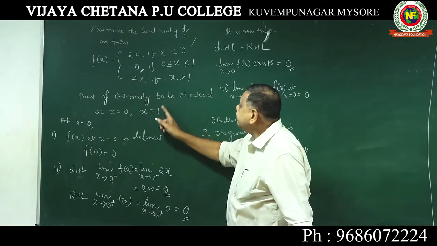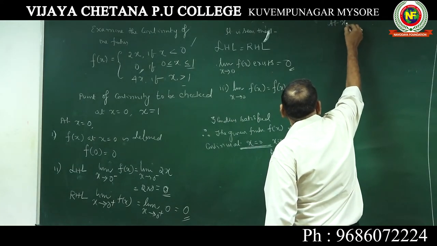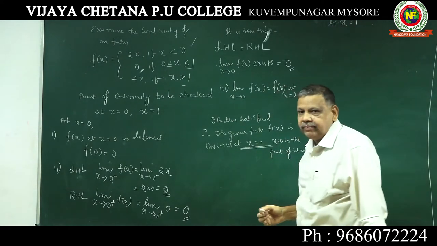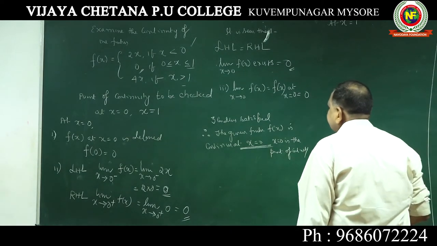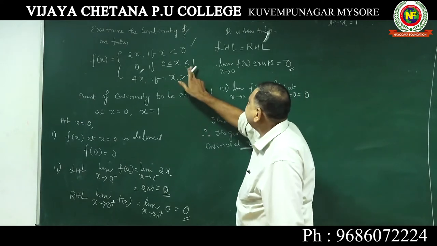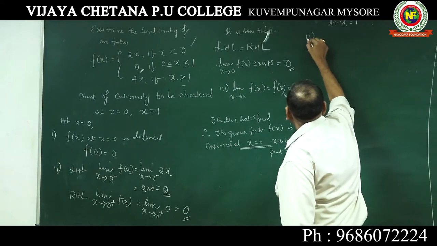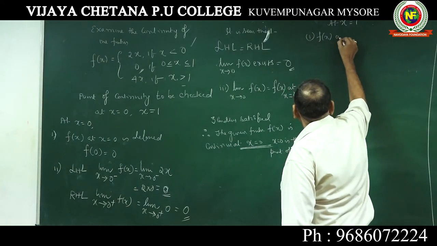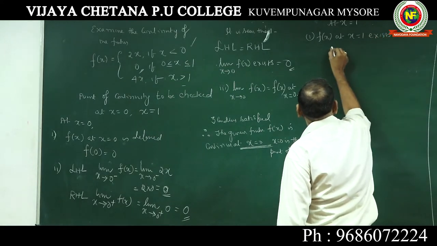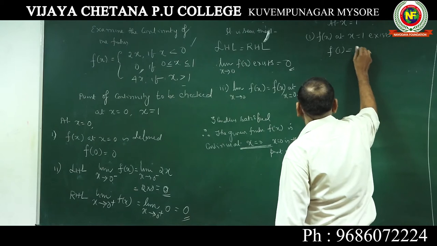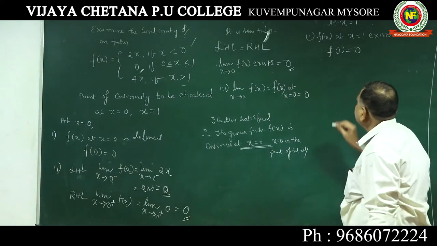checking continuity at x equal to 1. I will write here, at x equal to 1, we are taking the point of continuity. How to check the point of continuity here? At x equal to 1, first you see whether f of x at x equal to 1 exists. Here it is 0. So the first condition is that f of x at x equal to 1 exists and f of 1 is 0.